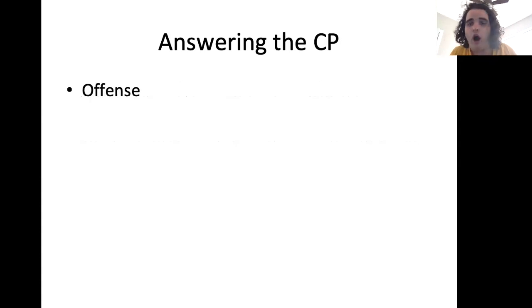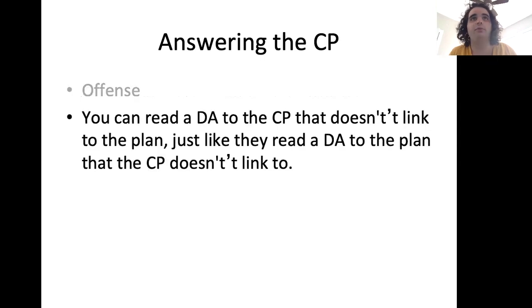Next, you should always have offense against the counterplan, right? So there are a couple ways you can get offense against the counterplan. First, you can read a disad to the counterplan that doesn't link to the plan, just like they have read a disad to the plan that doesn't link to the counterplan.